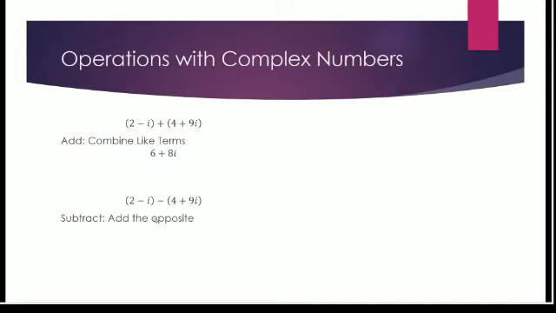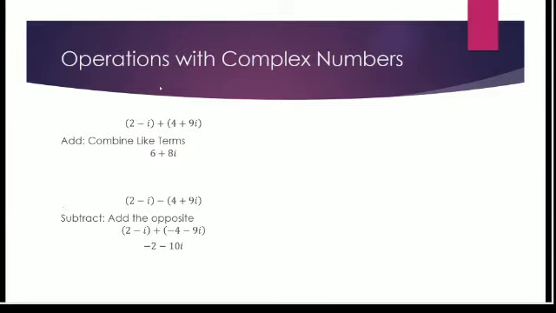Similarly, for subtracting, we're going to add the opposites. You could subtract, but I find I mess up when I start subtracting, because subtracting negatives, like a negative minus a negative, just gets confusing to me. So I add the opposite. 2 minus i plus, now notice I negated both the 4 and the 9i. You distribute the negative sign here, and you get 2 minus i plus negative 4 and negative 9i. That gives you negative 2 and negative 10i.